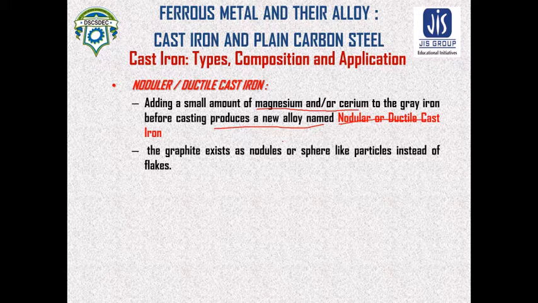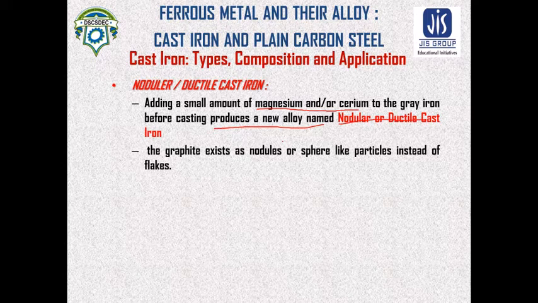Instead of flakes, there exists a nodular or sphere-like shape. So what do these nodular or sphere-like shapes do? They increase the ductility. Ductility is a property by virtue of which a metal can be transformed into wire. That means they can resist the tensile force, or tensile pull. So that is ductility.